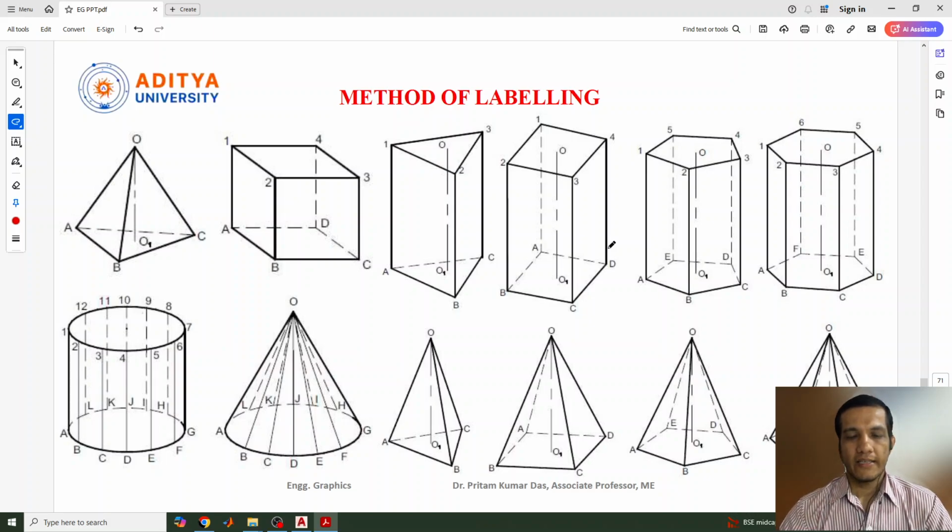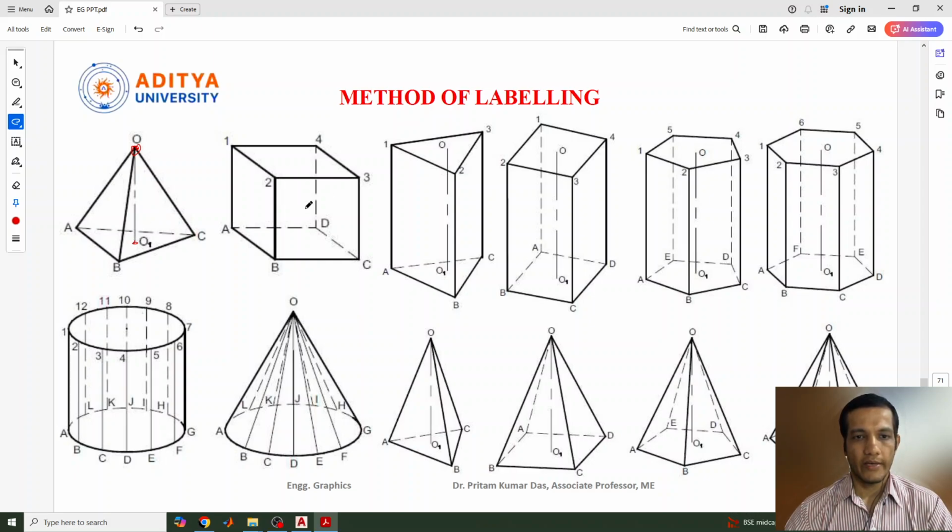The next part is labeling. How to label a prism or pyramid or cone or any kind of solid. We have discussed different kinds of pyramids and prisms, and how to mark them. So this is the base, ABC, and the center point or axis line: the top will be the apex point O, and this is the base center point O.